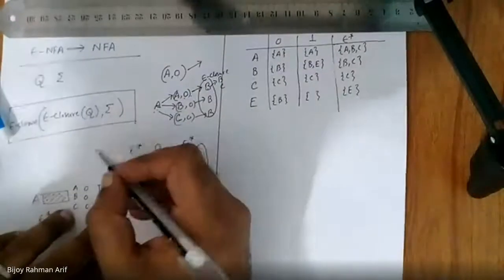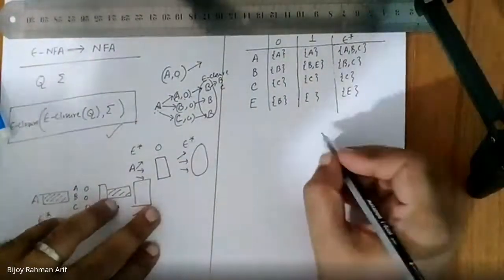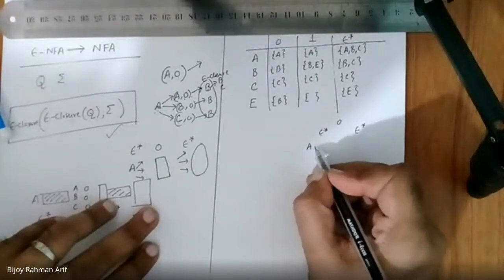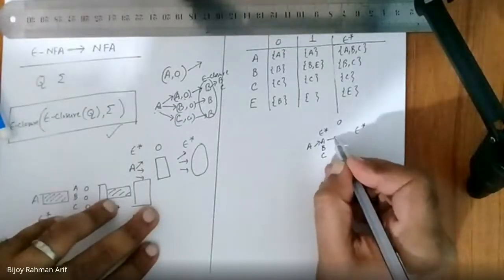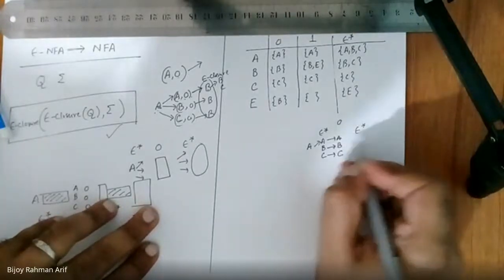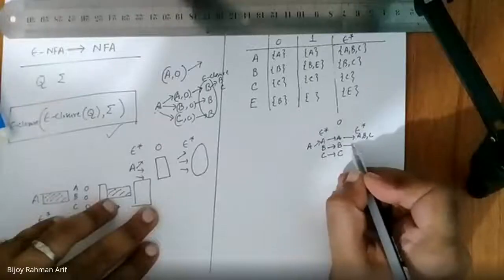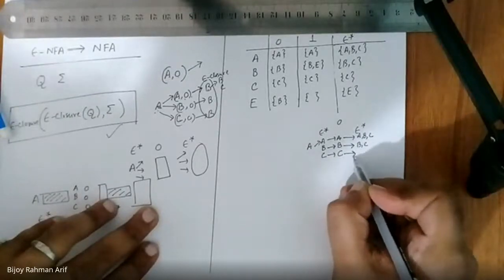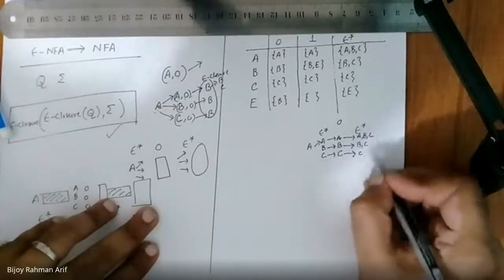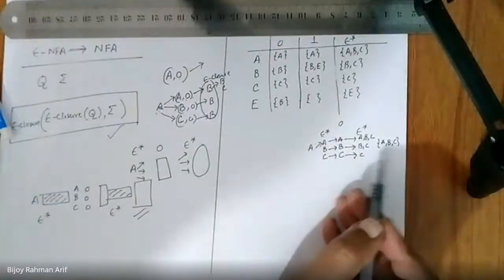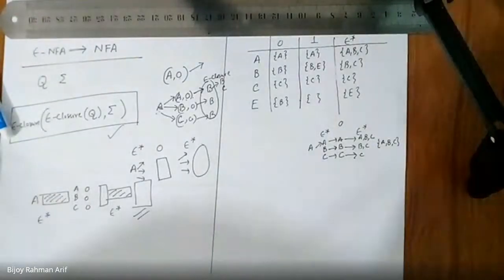Then I have to play this game for everybody. So start like this: epsilon closure, 0, epsilon closure. A's epsilon closure is what? A, B, C. Now for 0, A on 0, where does it go? A. B on 0, where does it go? B. C on 0, where does it go? C. Let's take again epsilon closure. A on epsilon closure: A, B, C. B on epsilon closure: B, C. C on epsilon closure: C. So let's take union of all this set. What is the set? A, B, C. Fine. So A on 0 has moved to all 3 states, A, B, C. Now let's take 1.